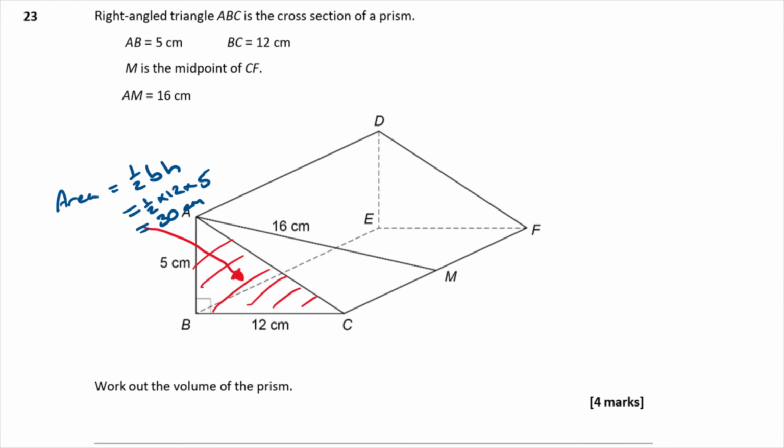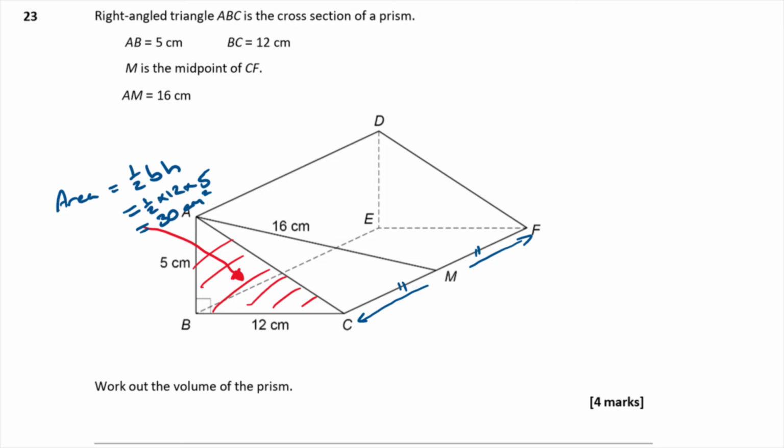Okay, so we're halfway there really. To find the volume, we need to multiply it by the distance between the front and the back face. So in order to do that, we need to know this length here, CF. We need to know what CF is, and we don't know what it is. What do we know? We know that CM is half of CF. So if I knew CM, I could double it up and I could find CF. But do I know CM?